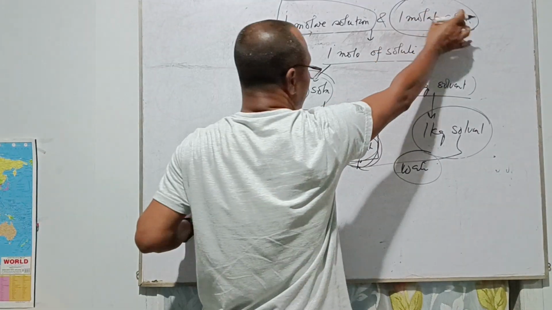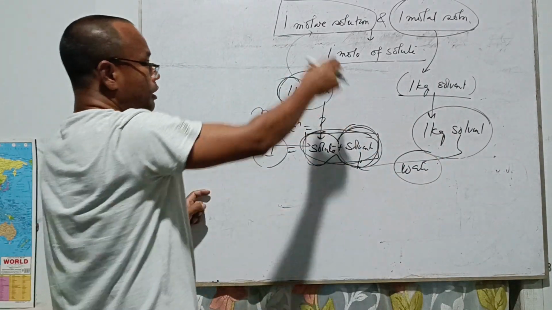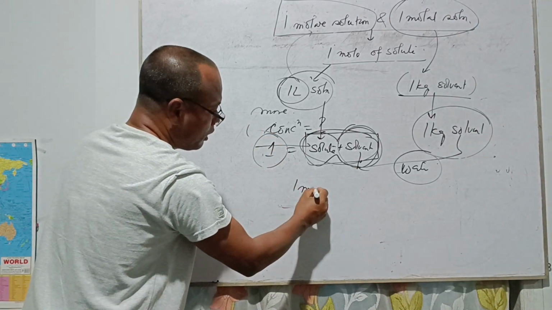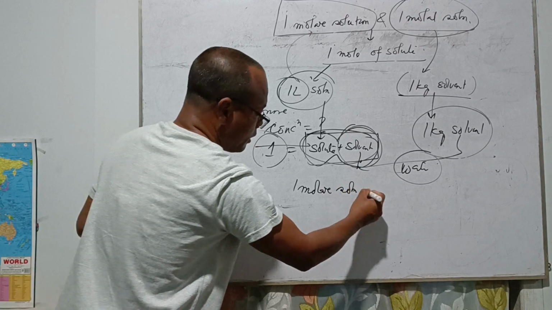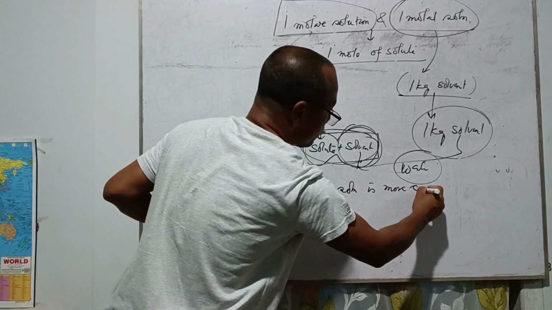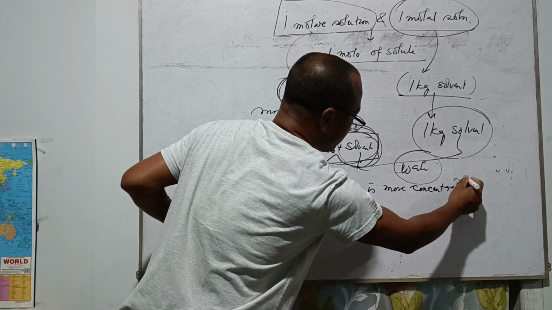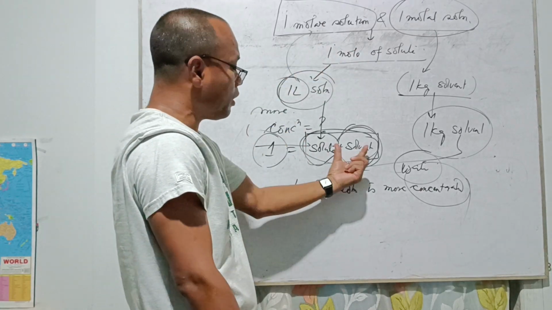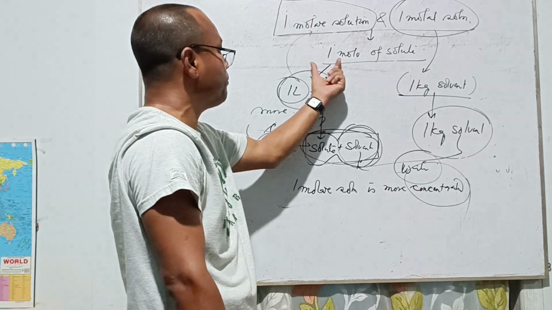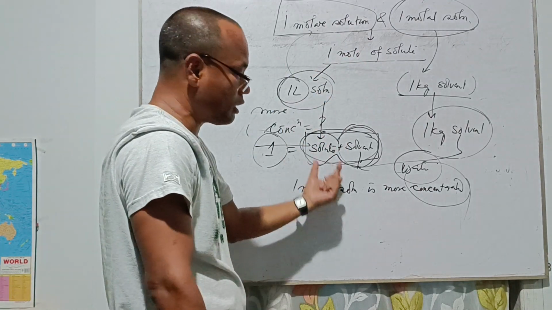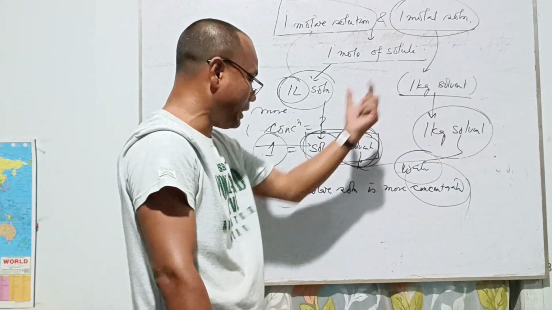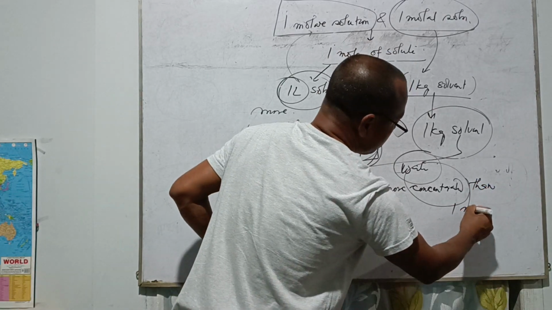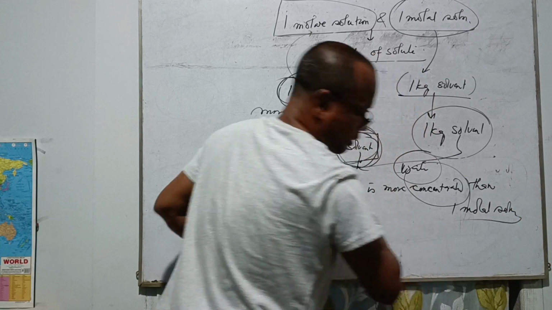Therefore, in a 1 molal solution, more solvent is there. In a 1 molar solution, less solvent is there. Therefore, the 1 molar solution is more concentrated. More concentrated means that though the number of moles of the solute is the same, since the amount of solvent is less, the solute concentration is higher in the 1 molar solution than in the 1 molal solution. Therefore, the 1 molar solution is more concentrated than the 1 molal solution. So, remember these things. Very important.